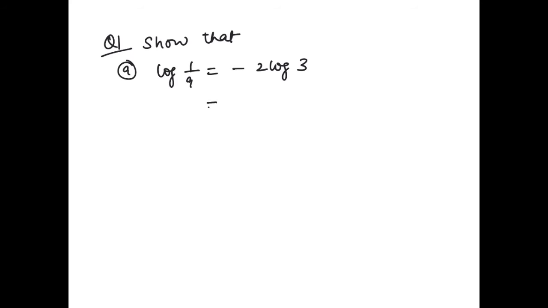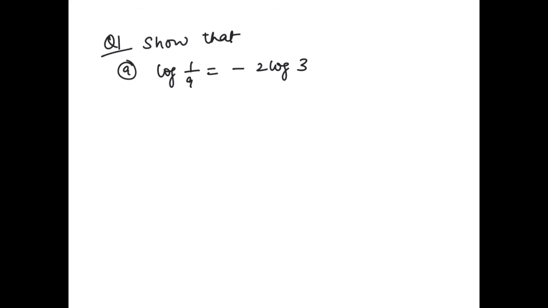Let's do one more example. Show that log 1 over 9 equal to minus 2 log 3. We will use all the laws and the rules of log we have learned until now. So now we have two sides, left hand side and right hand side. We can start from any side. Let's start from the left hand side.